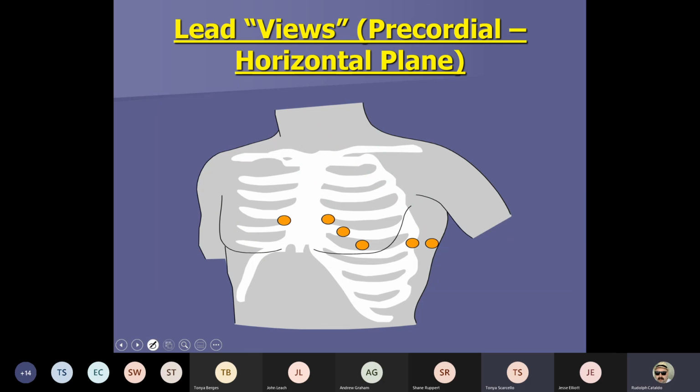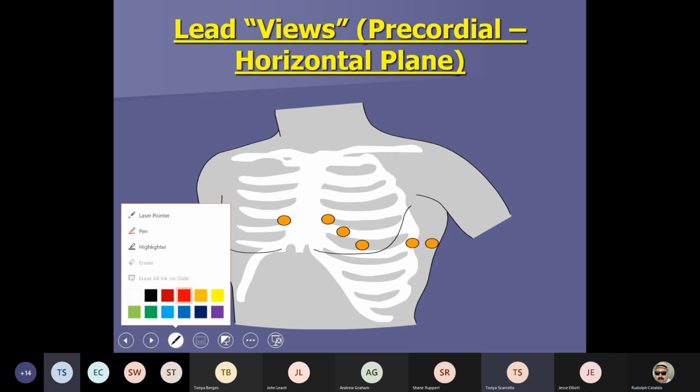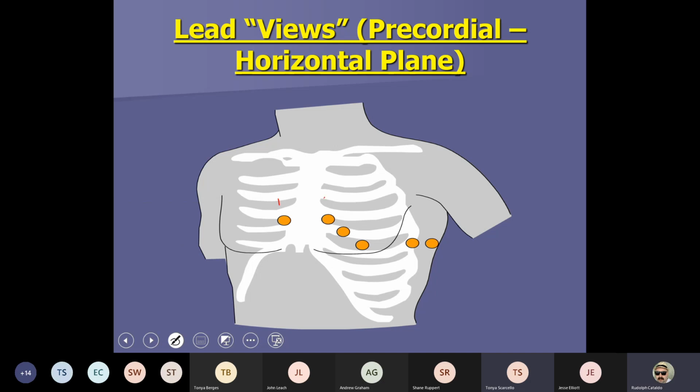Okay, I will take V4 if I'm looking at these leads right here on my chest. So 1, V1, V2, V3, V4. I will take that sticker, or that electrode, and place it over there. Just that electrode. And leave the other ones where they're at. And I only do that to confirm a right-sided MI.